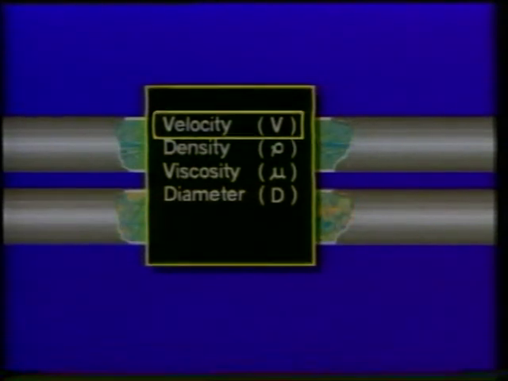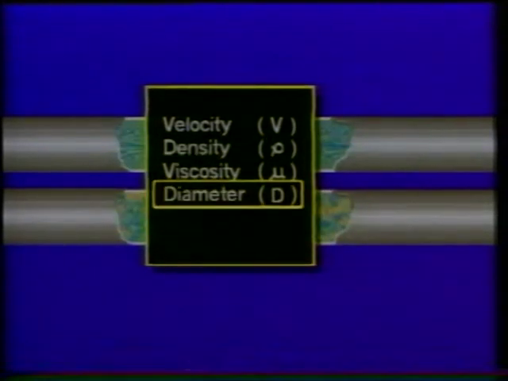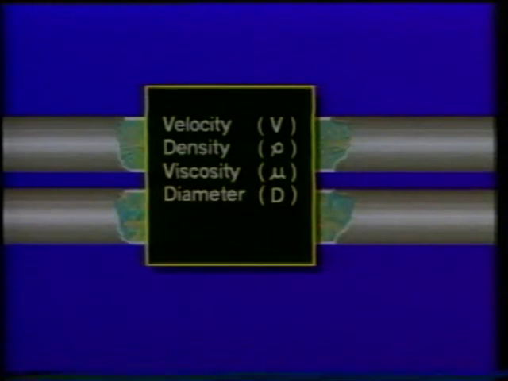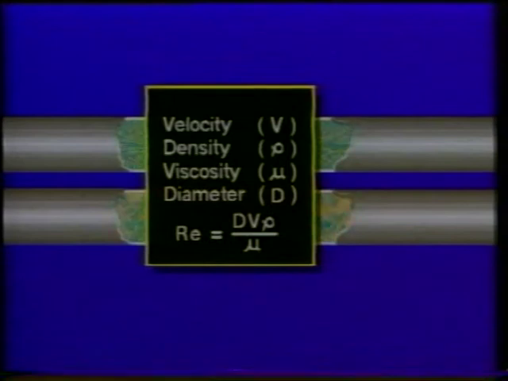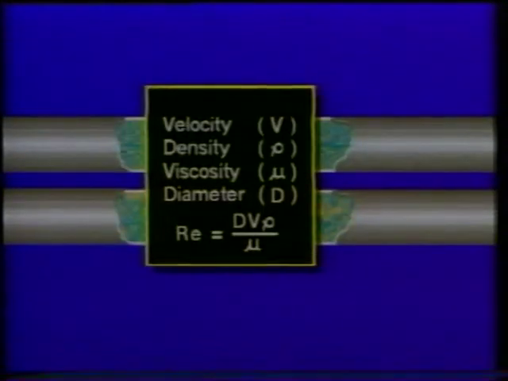Other factors include the fluid density, the fluid viscosity, and the pipe diameter. These can be combined into a formula that will yield a dimensionless number called the Reynolds number. A low Reynolds number indicates that laminar flow conditions exist, while a high Reynolds number indicates the presence of turbulent flow. It's important to know the type of flow that exists in a system because it affects the precision of the flow calculations used for valve sizing.